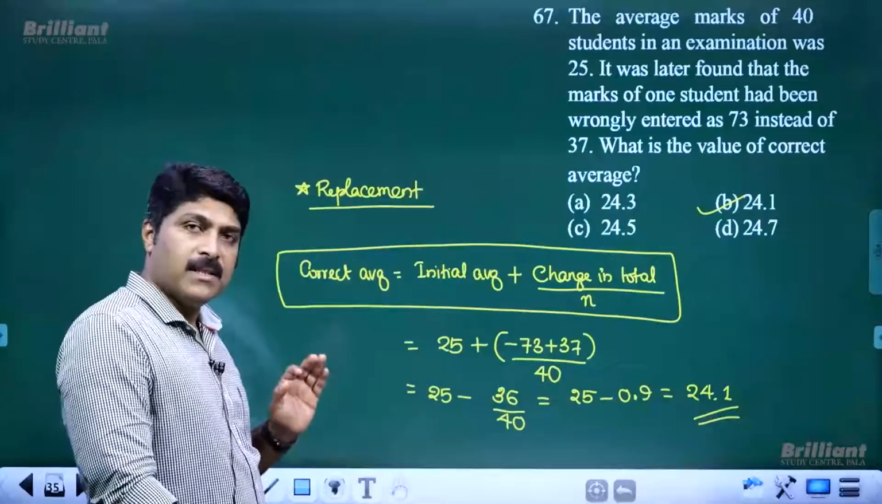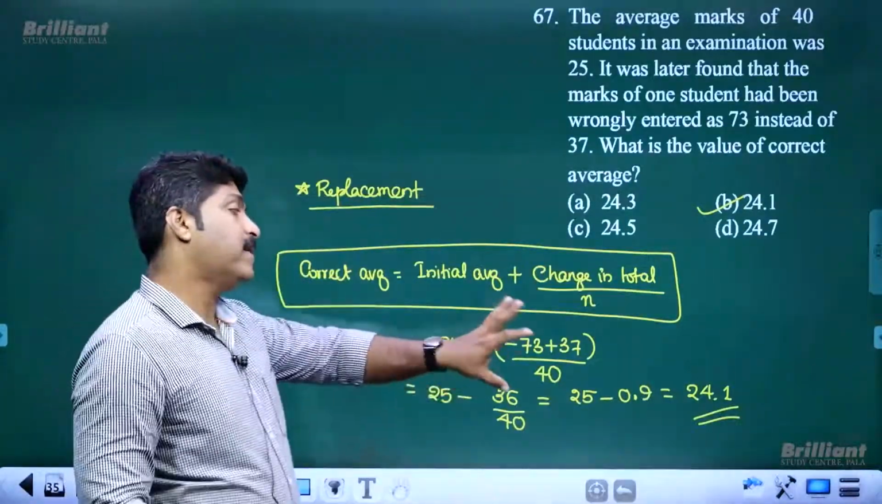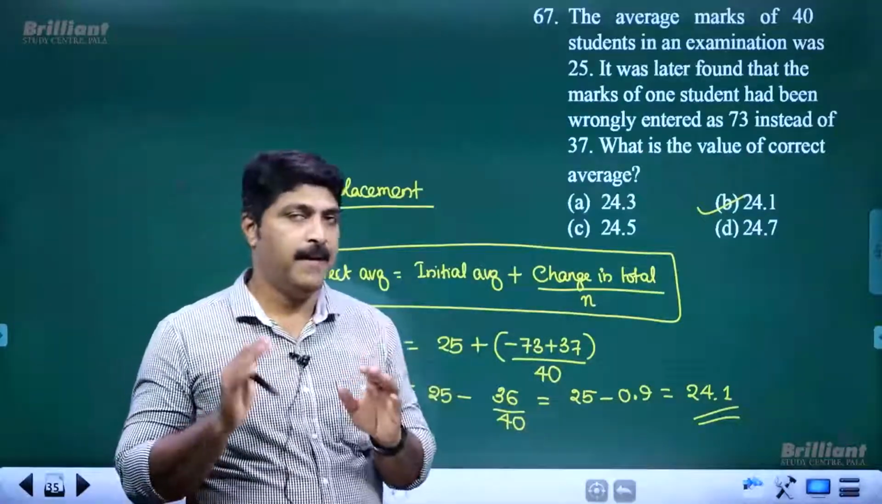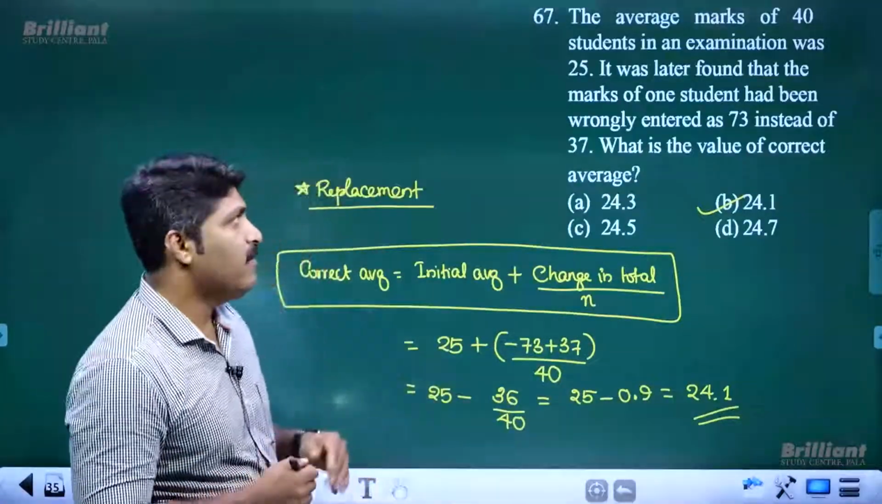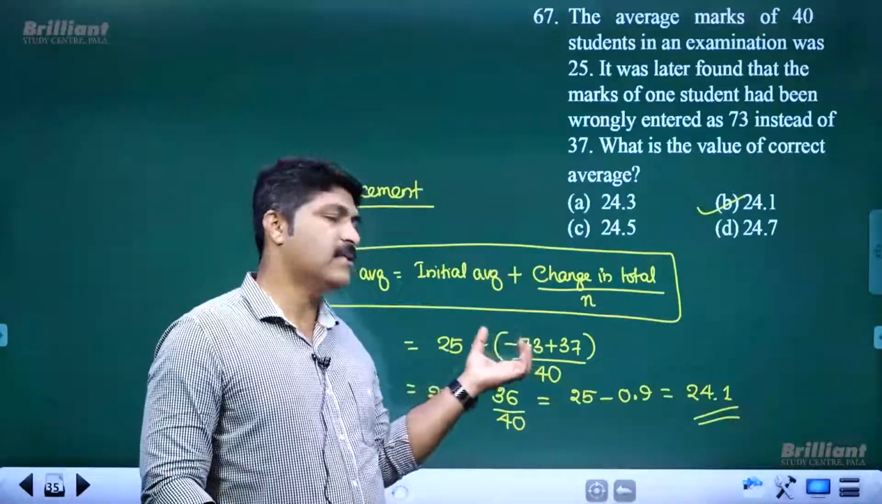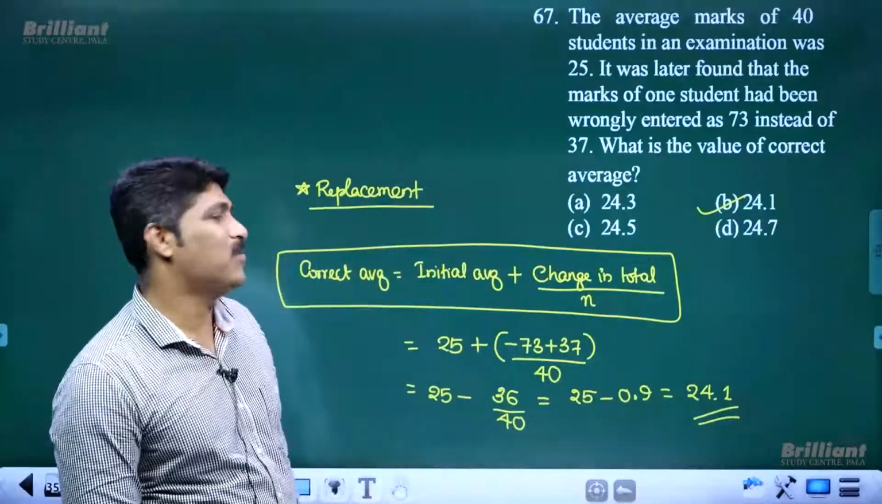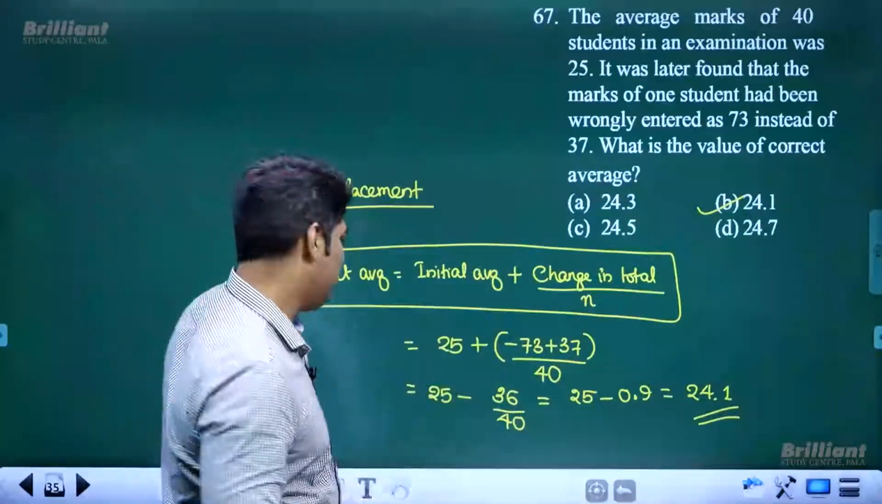You can use this result directly for finding the answer of such a kind of question, but this change you have to catch properly. What's the variation that occurred here? Which was wrongly entered there, that we have to remove. That's why we consider that value as negative 73. And we are adding 37 to this number, therefore plus 37 here.